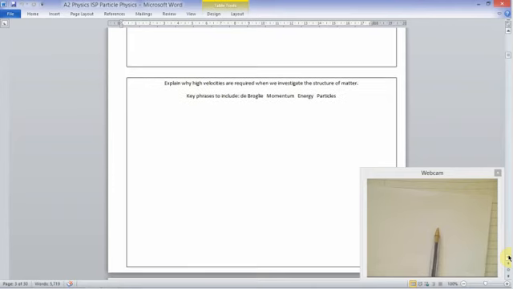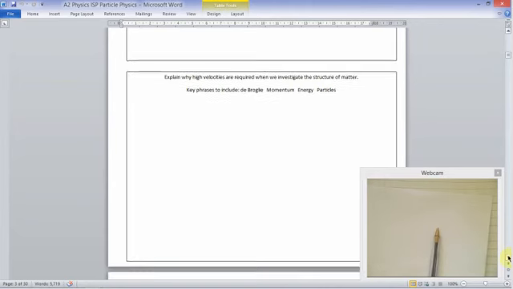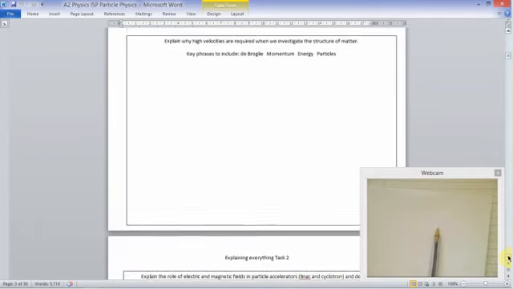So explain why high velocities are required when we investigate the structure of matter. So high velocities, to get a high velocity, you need high energy. Okay, high velocities lead to high momentums, which lead to small de Broglie wavelengths. So what can actually happen there is the particle will behave as a wave and will therefore diffract through the spaces between atoms or the spaces between nuclei, and that allows us to investigate their structure. So that's what the fascination is with high velocities. We use high velocities so that we end up with high momentums and small wavelengths.